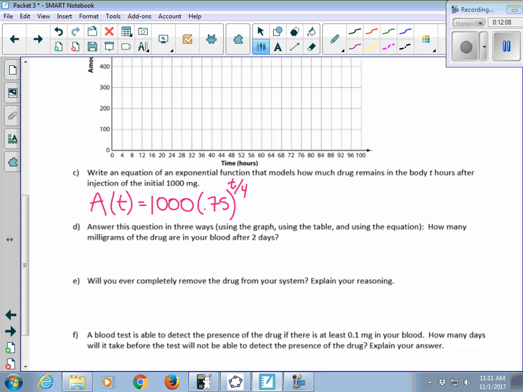All right, I want to answer this question 3 ways using the graph and the table and the equation. How many milligrams of the drug are in your blood after 2 days? So 2 days is 48 hours. So I'll start with the formula. I want to do A of 48. So that would be 1,000 times 0.75 to the 48 over 4. So 48 over 4 is 12. So this is 1,000 times 0.75 to the 12.